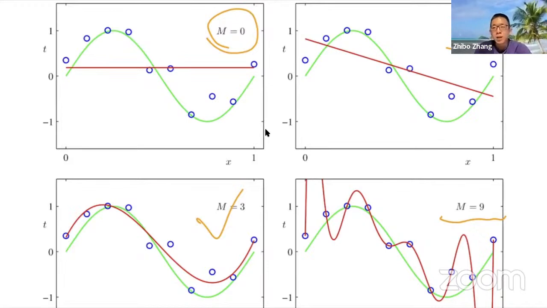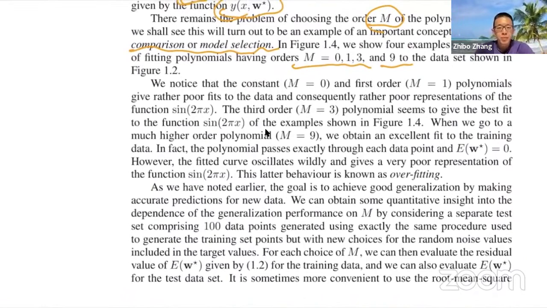If you look at machine learning research, a large set of research papers are dealing with these important concepts. Okay, let's keep reading here. We notice that the constant and first order polynomials give rather poor fits to the data. These two give very poor fits to the data and rather poor representations of the function sin(2πx).